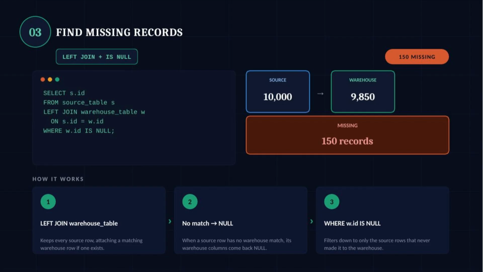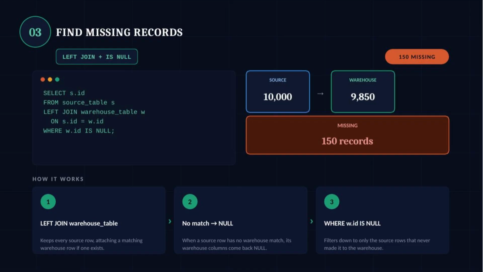If a source record was never loaded into the warehouse, the join simply can't find a match, so every warehouse column for that row comes back as null. This is the core trick behind this entire pattern. Step 3. Where warehouse ID is null. Now we filter down to exactly those unmatched rows, the ones where the join came up empty. Those are your missing records.